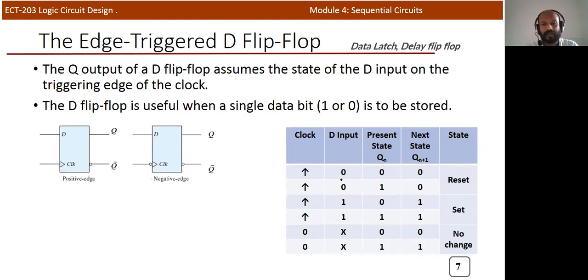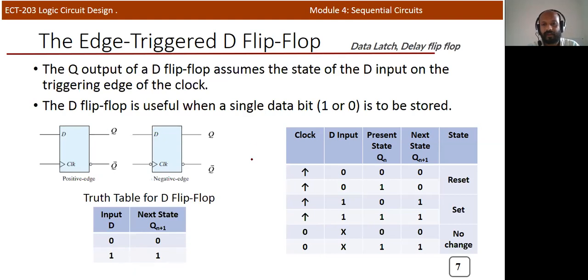Now we can see the different possibilities. Okay, the same thing. And instead of writing all these values, I can very simply write the truth table of the D flip-flop without considering the clock. See, if the D input is 0, the next state is 0. If the D input is 1, the next state is 1. So in very simple terms you can write input and next state. Okay, if the D input is 0, the next state is 0.